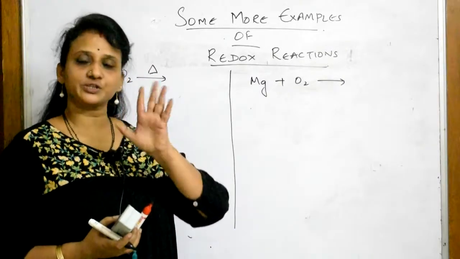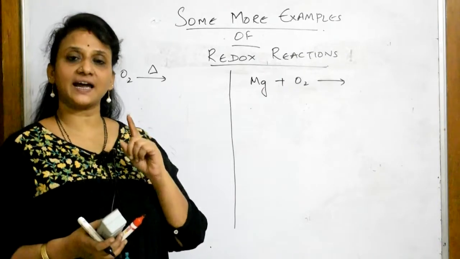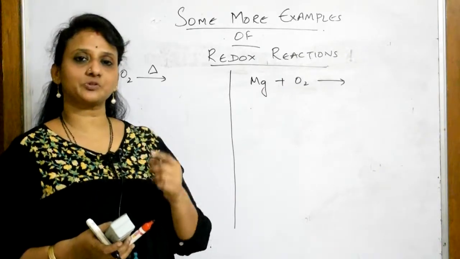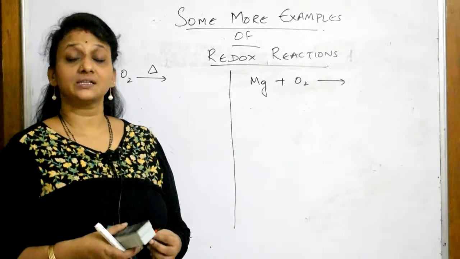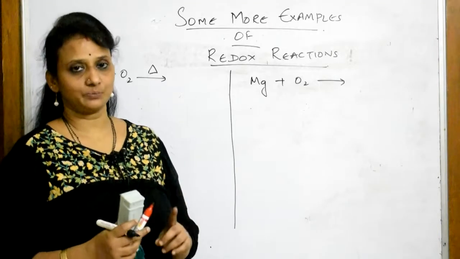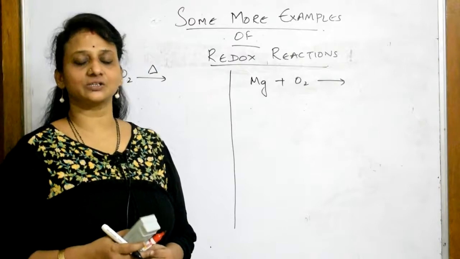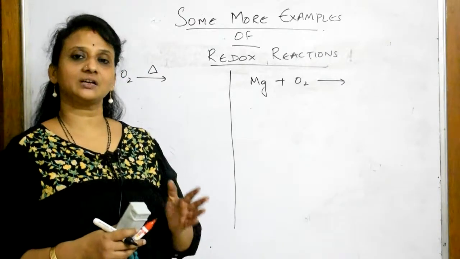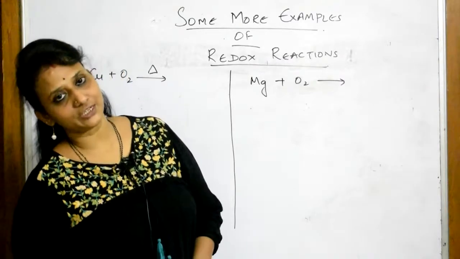With this, I think the concept is clear for you all. Once again, let me recollect. The process which adds oxygen or removes hydrogen is oxidation. The process which adds hydrogen and removes oxygen is reduction. Point number 2, the substance which provides oxygen in the reaction is called the oxidizing agent, and the substance which provides hydrogen in the reaction is called the reducing agent.